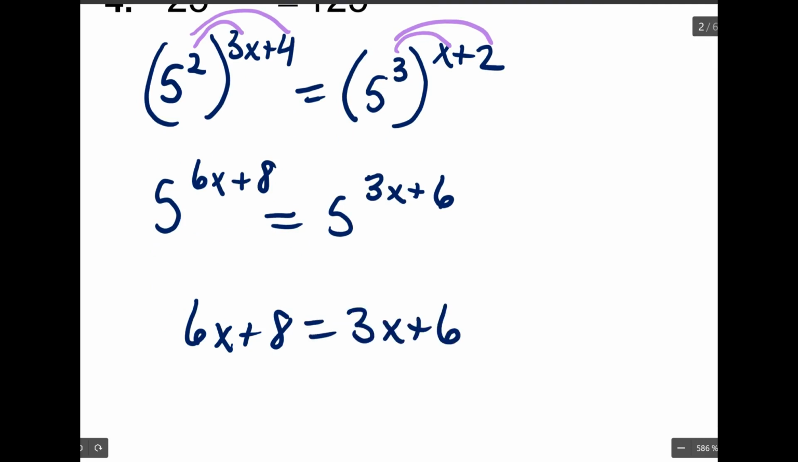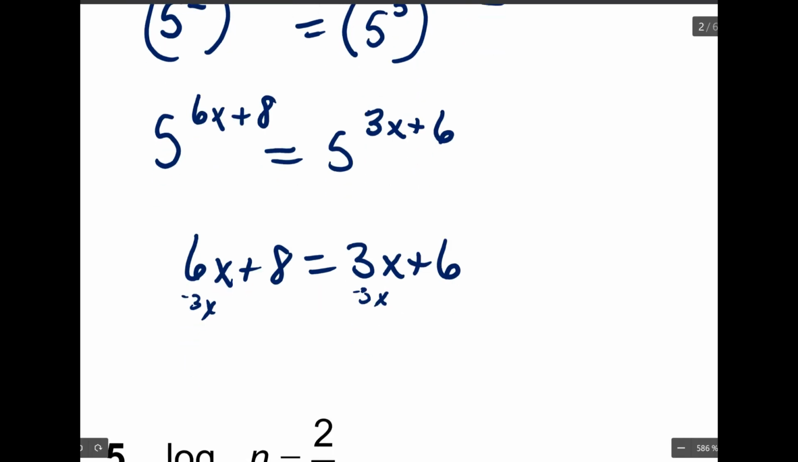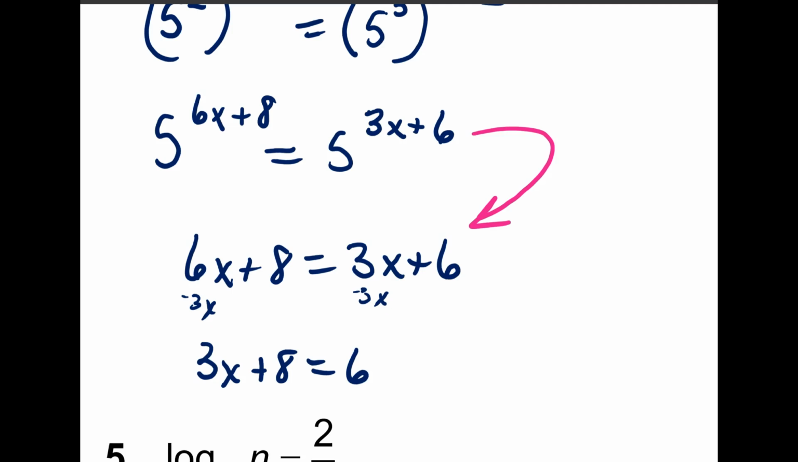Then you'd subtract. Subtract 3x on both sides. You have it right? 3x plus 8 equals 6. Okay, so let's pause for a second. How did we go from this line to that one? How did I get rid of the base 5? Not necessarily cancel out, but because they have the same base, I can set the exponents equal. So I'm not canceling it out, I'm just setting the exponents equal to each other.